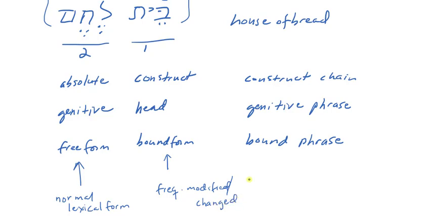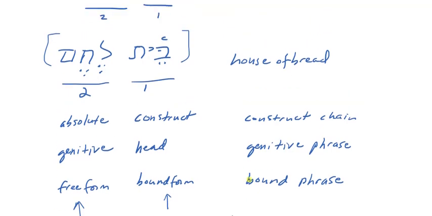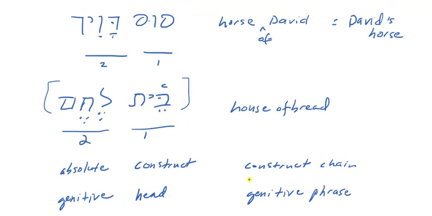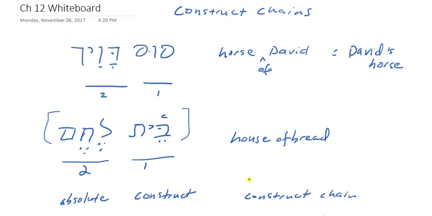The form might be different than what you learned. In the case of bayit, it changed to bait, right? But look at the word sus. Is there any difference between the construct form of sus and the absolute form? There's not. They are identical to each other. So you can't always tell by the first noun whether it's a construct noun. But if you can tell it's a construct noun, then the second noun will need to go with it and be treated as a single unit.